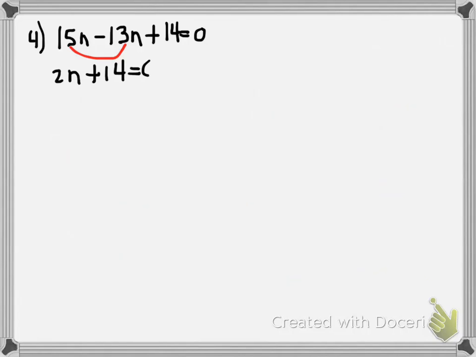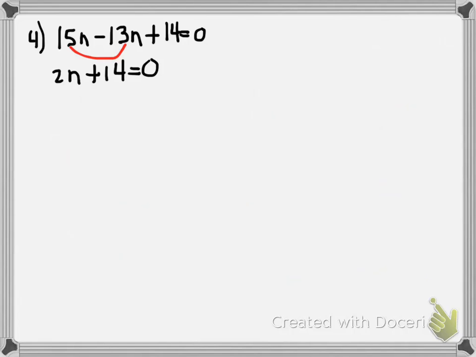15n minus 13n plus 14 equals 0. Do I have any parentheses? No. Do I have any like terms? Yes. Finally, we have something we need to do. So that's actually our first step, to take care of the like terms. What's 15n take away 13n? 2n. And I write out the rest of the problem.